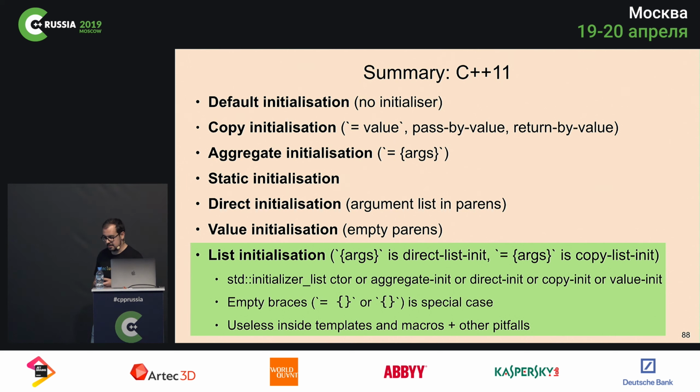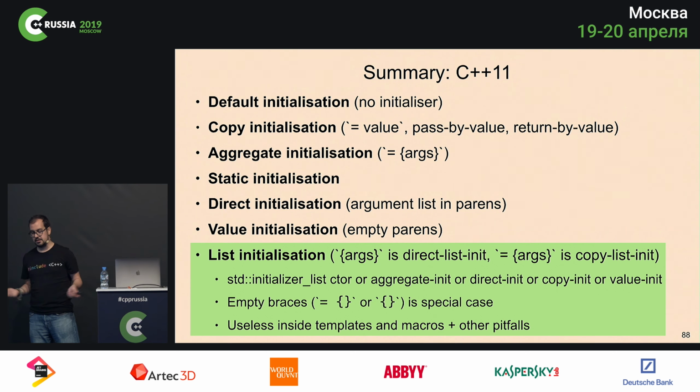So this is where we are in C++11. We have all these types of initialization from C, C++98, and C++03, and then we get list initialization, which comes in two flavors. It might do any of these things, sometimes with not very obvious rules. Empty braces is a special case. It's almost useless in templates. And there are a few other pitfalls.